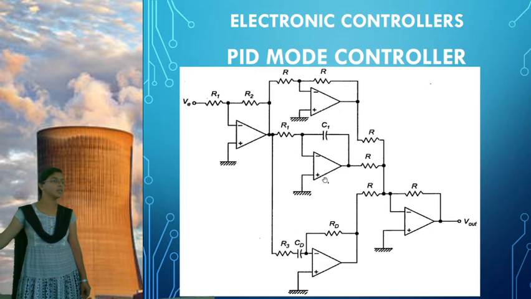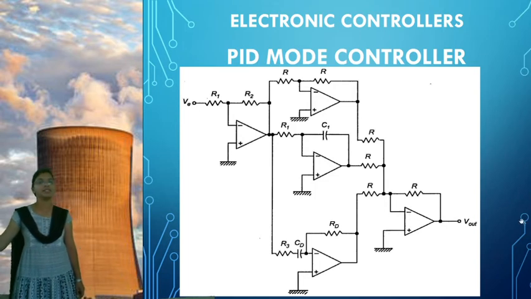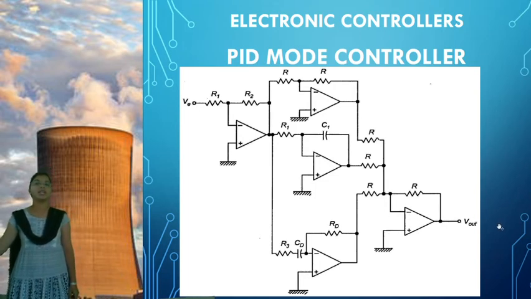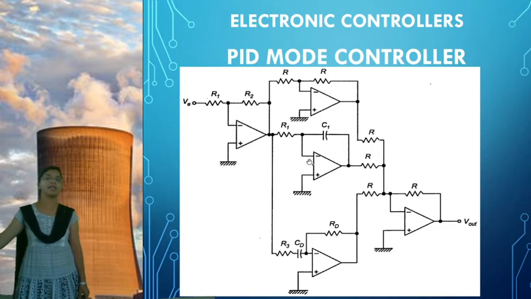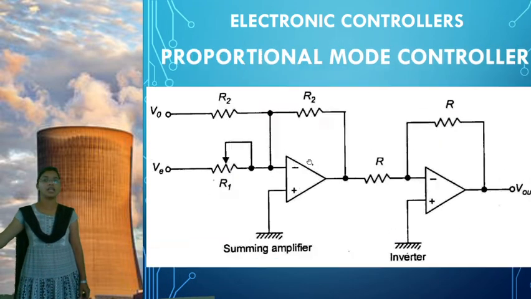And here the second circuit, you observe the second op-amp circuit, that will have a capacitor at the output side, and that will produce the integral action. And next one, at the input side we have a capacitor, so that will produce the derivative action. So this is the PID mode: proportional action, integral action and derivative action. Together they will perform one output. That output will be complemented and that will generate the output. So this is the PID mode of controller. I think you are all clear with the electronic controllers. So these are the electronic controllers.